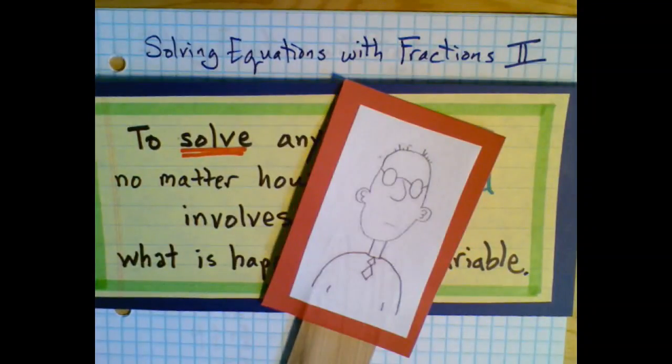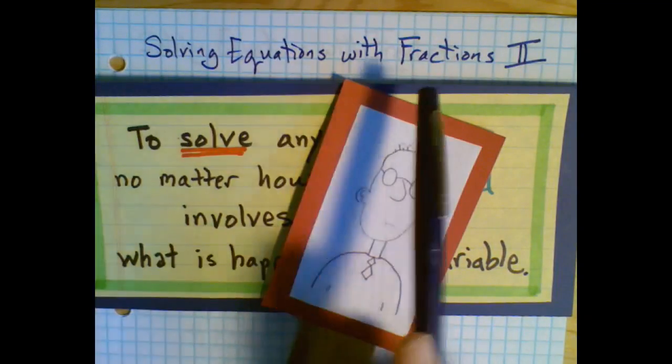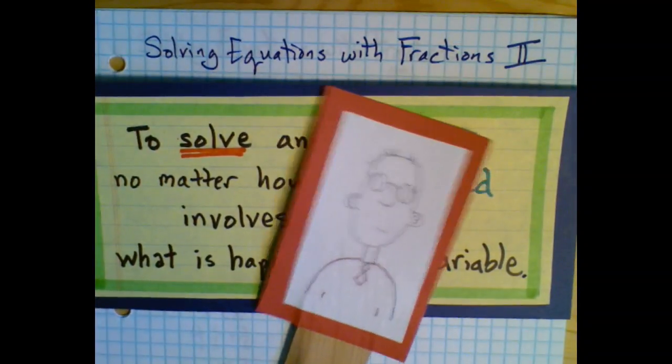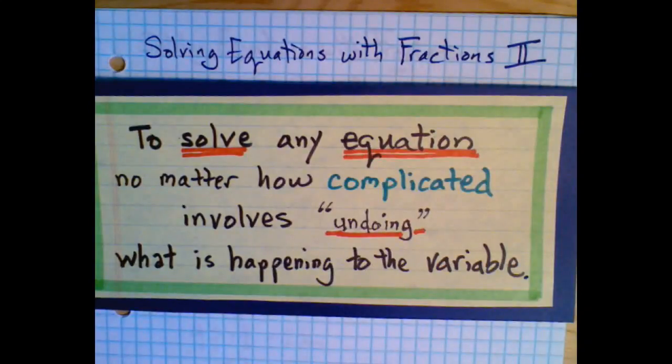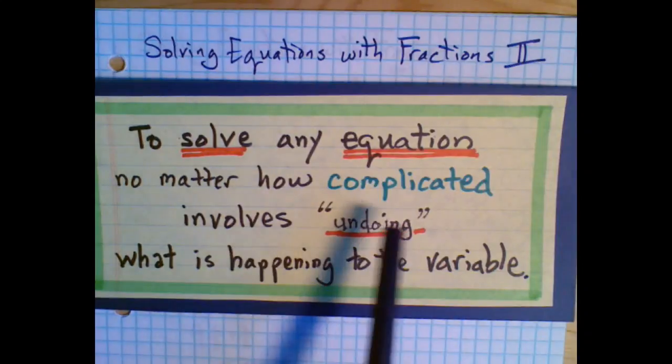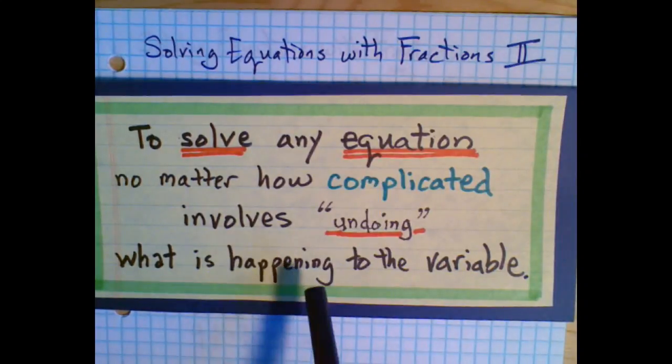We're back, and we're going to be solving an equation with fractions again. So I'm calling this 2, because there'll be a new wrinkle. Again, we can never hear enough that to solve any equation, no matter how complicated, involves undoing what is happening to the variable.